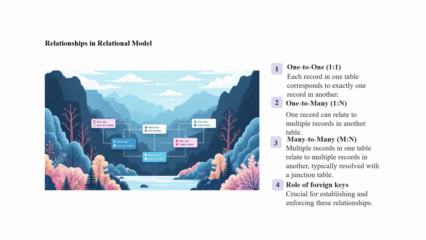Relationships in the relational model. The types are one to one, one to many, many to many. In one to one, each record in one table relates to exactly one record in another table. When one record can relate to multiple records in another table, it is called one to many. Many to many is when multiple records in one table relate to multiple records in another table. The role of the foreign key is crucial for establishing and enforcing these relationships.